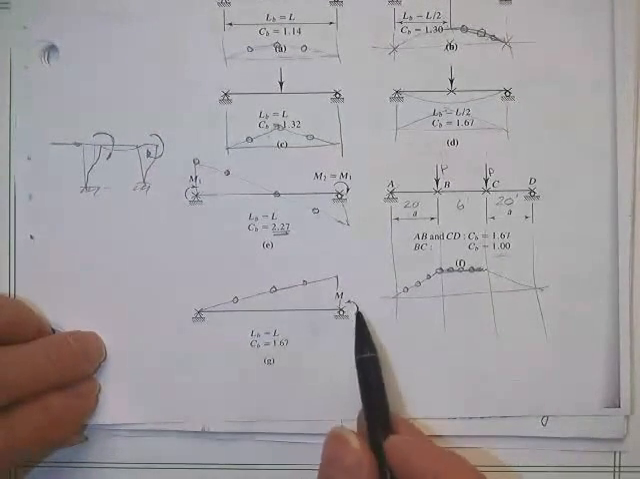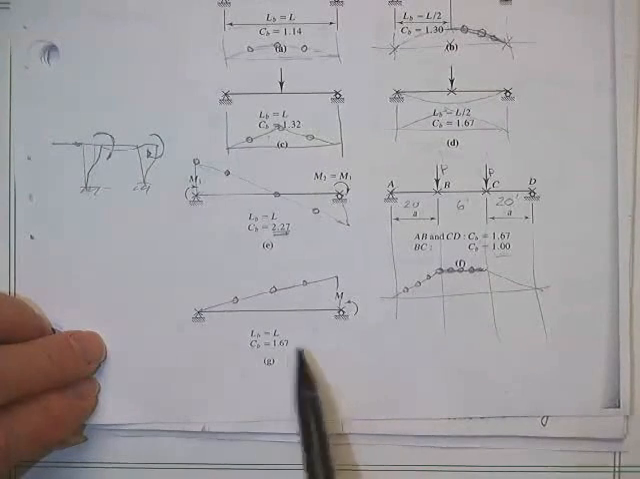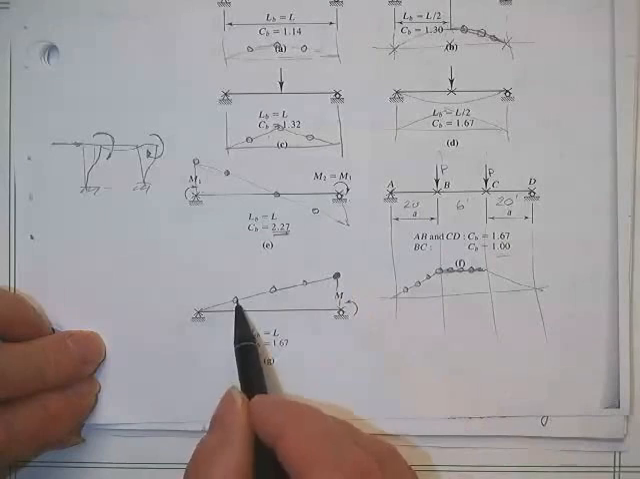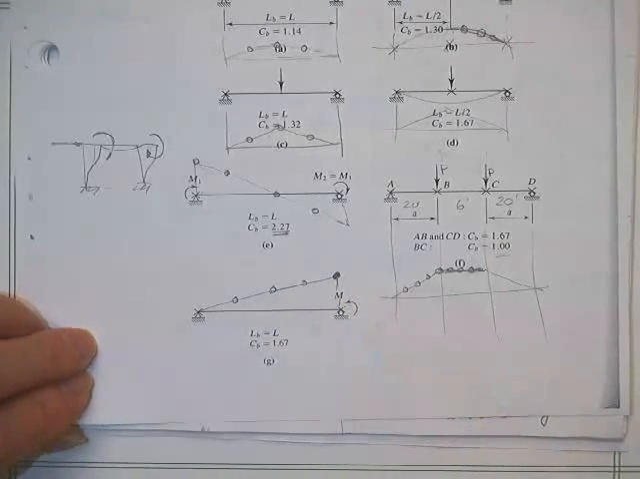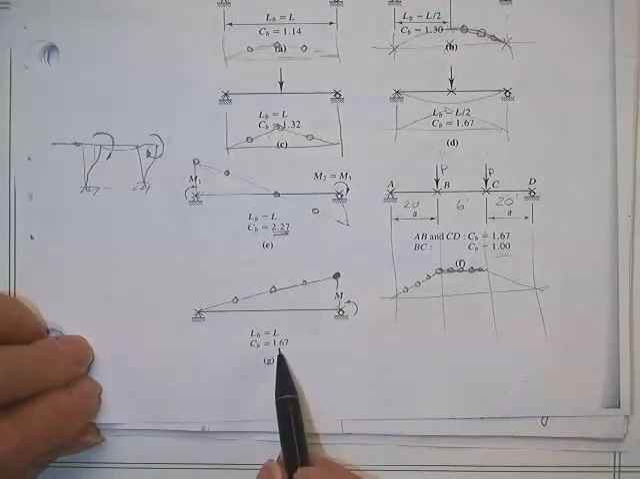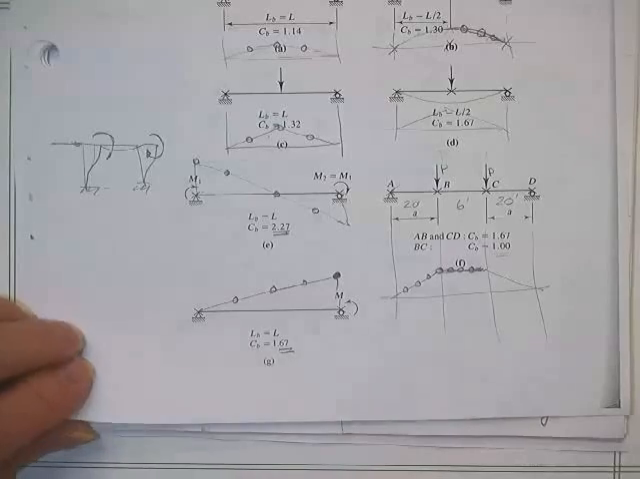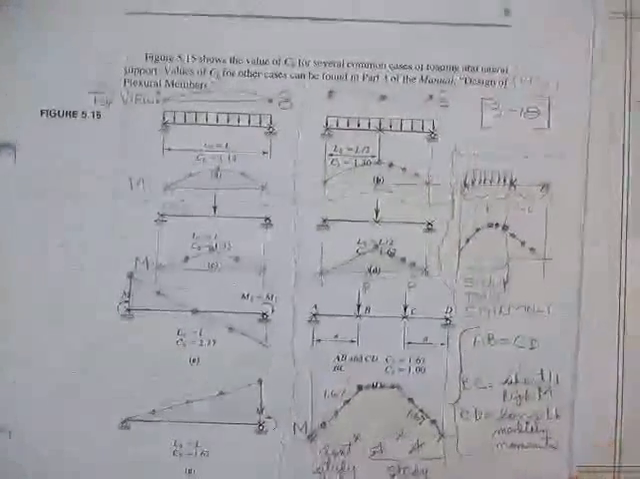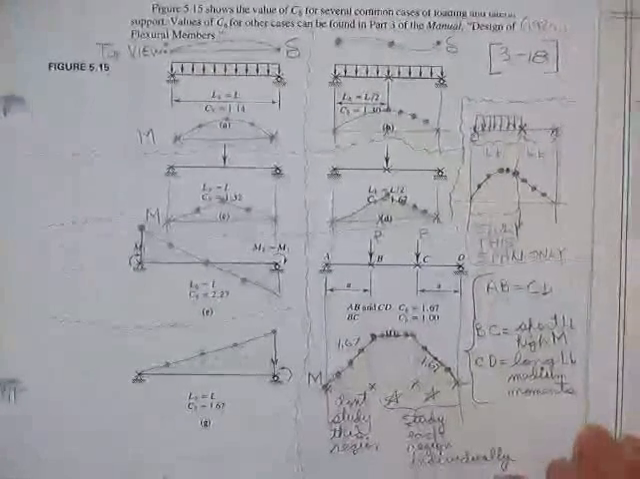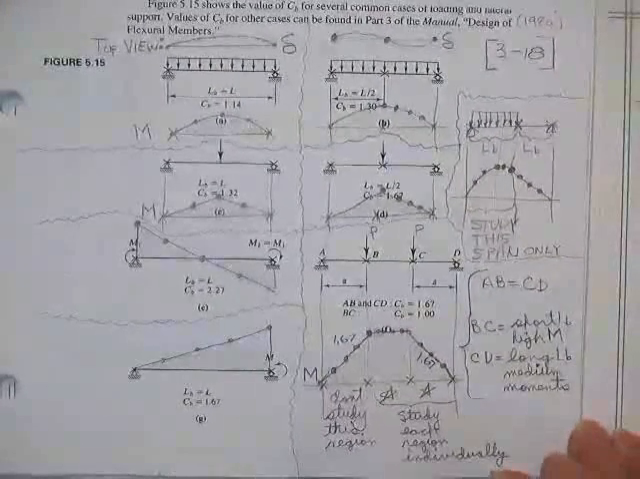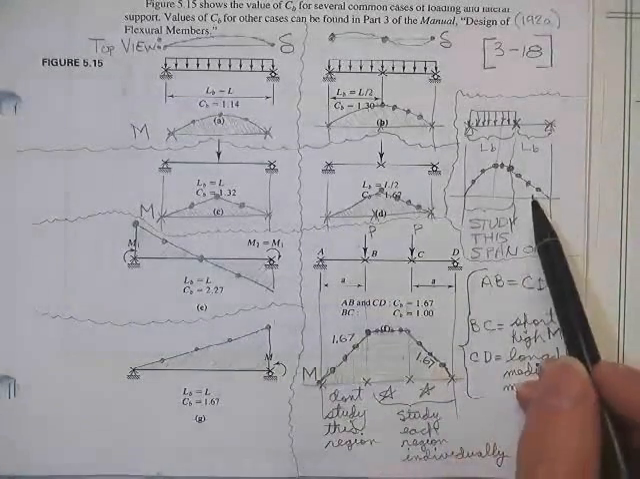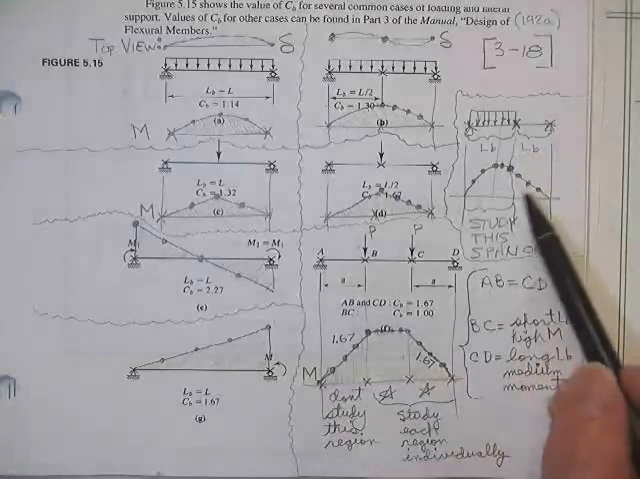Here's one with a moment on one end only. M max, M at the quarter, M at the half, M at the three-quarter. C sub B. Same thing. This is the old text with all my pictures on it. I've already talked about this. We talked about this. Here's one.